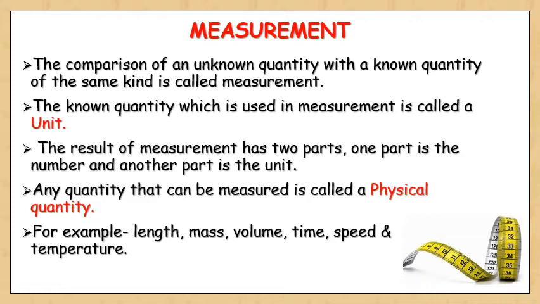Now you know that the result of measurement has two parts. One part is the number and the other part is the known quantity, that is the unit. You can take one example also for this. Suppose when you say that your weight is 40 kg, then the measurement of your weight is being expressed in a number that is 40 and a unit that is kg. Okay.